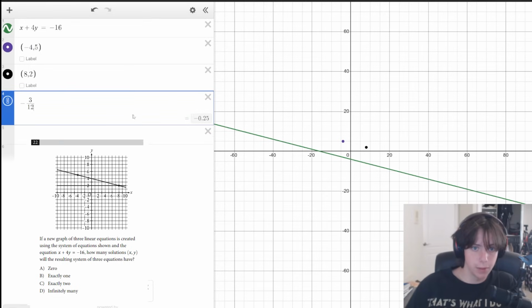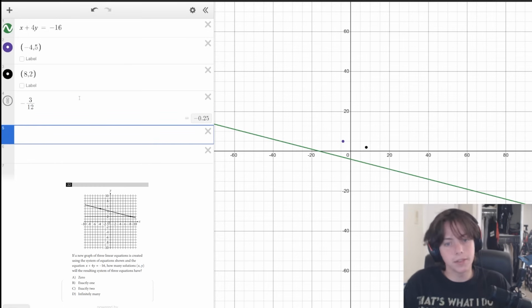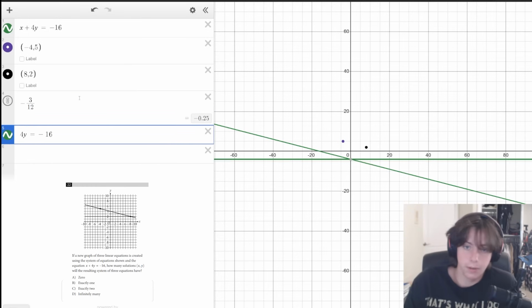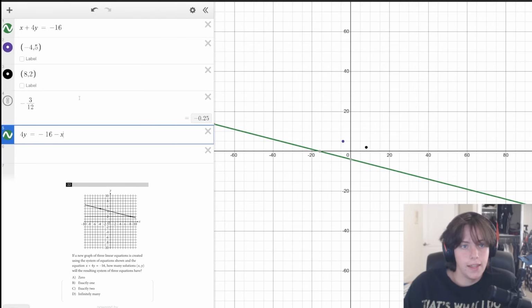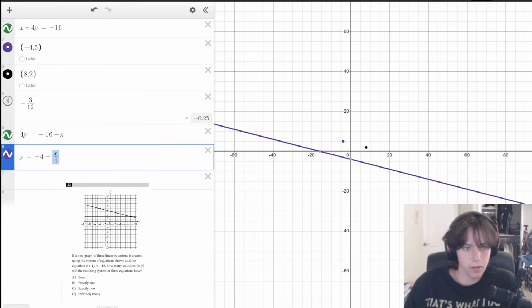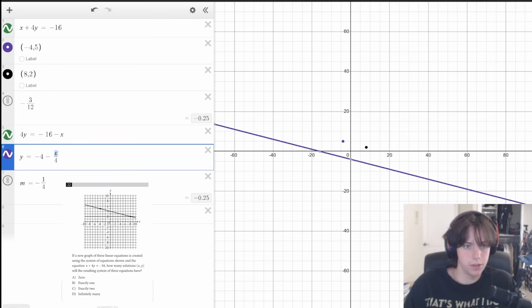a line which has a rise of negative 3 and a run of 12. And what this means is our slope is negative 0.25, because rise over run is just slope. That's another way of saying slope. And then looking at our original equation, we see that the slope for this would just be y equals negative 4th minus x over 4. So our m would be negative 1 over 4 for this equation.